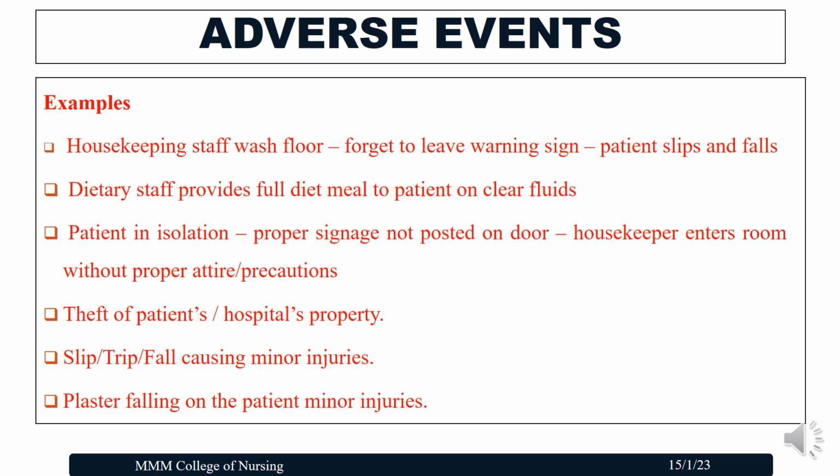The examples of adverse events include housekeeping staff washing the floor. They forgot to leave the warning signs, so the patient slips and falls. Or dietary staff provides a full diet meal to a patient on clear fluids. Another example is a patient in isolation, where the proper signage board is not posted on the door, so the housekeeper enters the room without proper attire or precautionary measures. Theft of patients' or hospital's properties, slip, trip, fall causing minor injuries, plaster falling on the patient causing minor injury. So these are some of the examples of adverse events, either clinical or non-clinical.